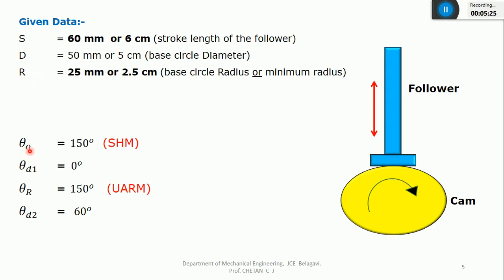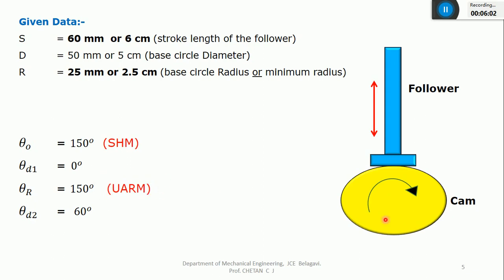And so these are the 4 angles that I have discussed so far. That is theta O, the outstroke angle 150 with simple harmonic motion. It means for the first 150 degree of cam rotation, the follower will move in upward direction. After that, there is no dwell because it is given in the problem that immediately for the next 150, the follower will come down. It means the follower will not take rest at the top position. It will come down for the next 150. That is nothing but theta r. It is the return stroke angle with a uniform acceleration and retardation motion. This is also very important.